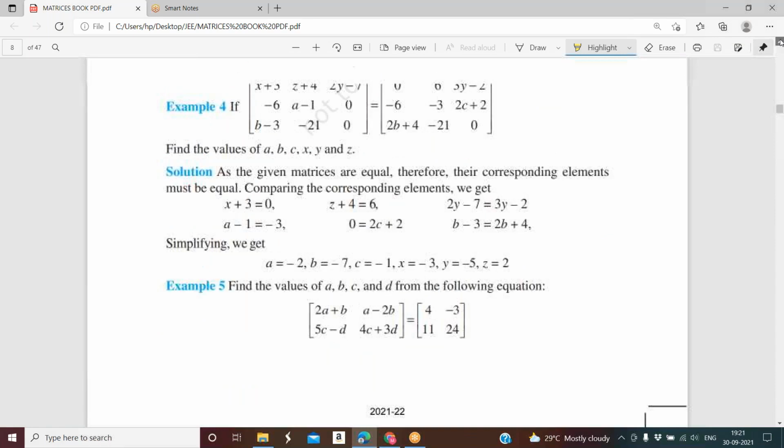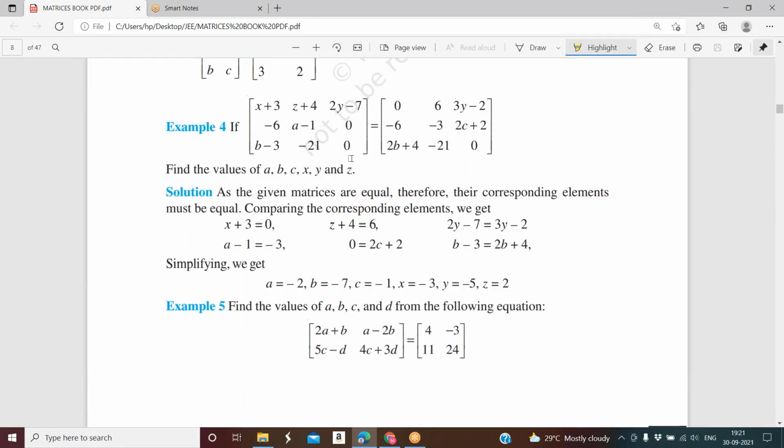Next, see this example. Some matrix is given on the left-hand side which is equal to some matrix: 0, 6, 3y minus 2, minus 6, minus 3, 2c plus 2, 2b plus 4, minus 21, 0. Both are 3 by 3 matrices. Order is 3. We are asked to find the values of the unknowns a, b, c, x, y, and z.